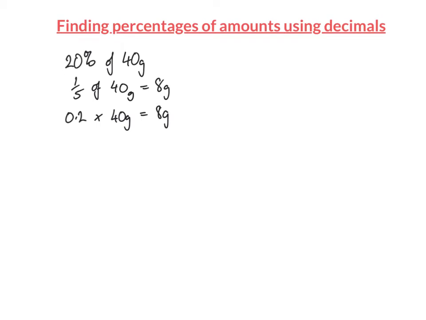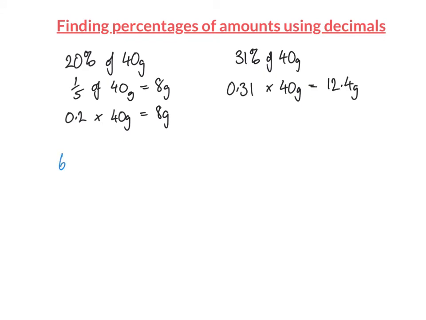But once you start to get something like, let's say, 31% of 40, the fractions aren't quite so straightforward, and maybe if it's a calculator paper, it's much easier just to deal with this in terms of decimals. Write your 31% as a decimal, 0.31. Of means multiply, and 40. And when you put that into your calculator, 0.31 times 40 is 12.4 grams.